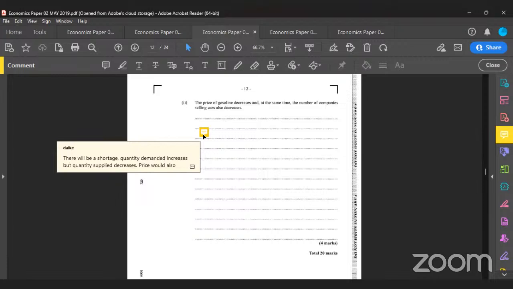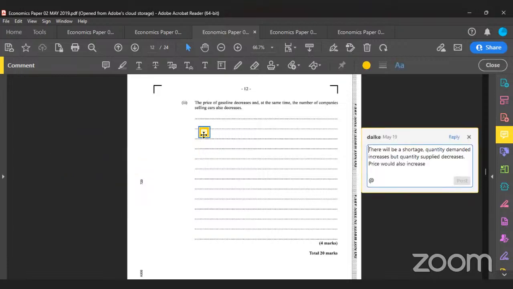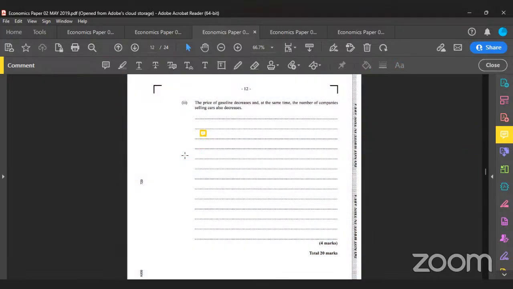However, if the number of companies selling cars decreases, then there's going to be a shortage, right? If there's a shortage, that means we're operating below equilibrium price. We have a surplus to operate above. So we'll be operating below equilibrium price in that scenario.